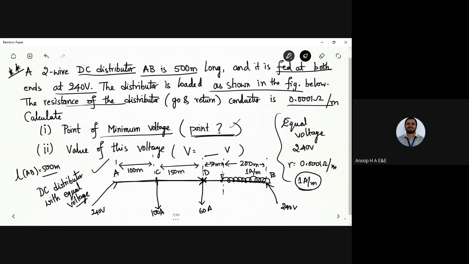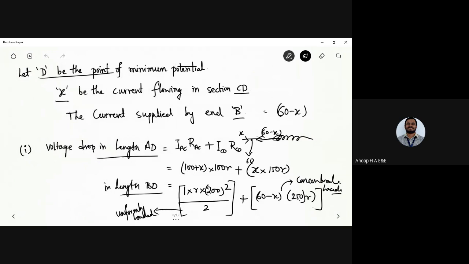So a DC distributor with equal voltage, considering both concentrated loading and uniform loading. Both the loadings are present and we are going to analyze that. I want to take the point D as the minimum potential point. In case you have both uniform loading and concentrated loading, uniform loading is taken from the other end, that is up to point E. So generally I take D as the minimum potential.